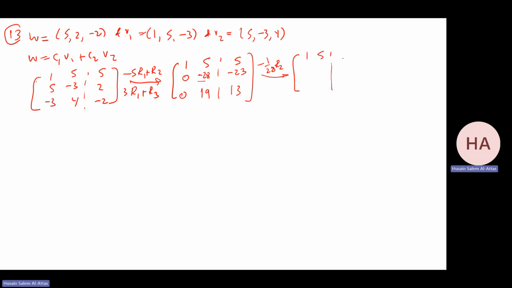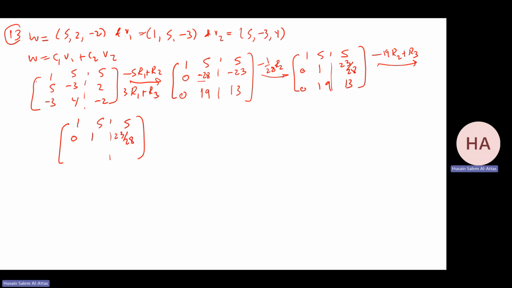Okay. Now we divide by this number, minus 1 over 28, R2. Yeah, fractions, it's okay. This is 0. This will be 1. This will be 23 over 28. And this will be okay. Yeah, you will notice one thing. Now multiply by minus 19, R2, R3. So I have what? 1, 5, 5, 0, 1. This is 23 over 28. 0 multiplied by minus 19, that will be 0. So now we need to check minus 19 times 23 over 28 minus 13.